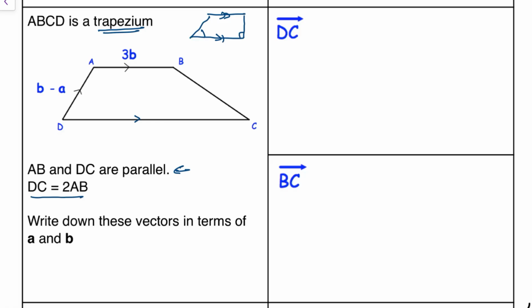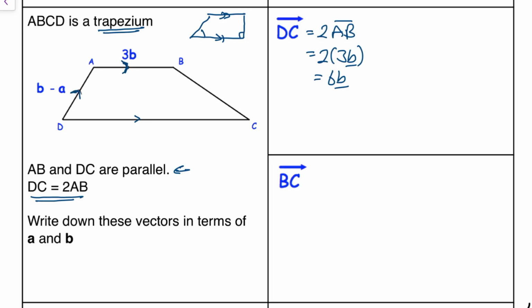It goes on then, that's probably why I should read the whole question first, to tell me that DC is two lots of AB, so DC equals two lots of AB, which is 2 times 3b, which is going to be equal to 6b. And I think for a question like this, you could have just written down 6b. It's probably only a mark. Then he wants BC. Now, this is why having the arrows is really important.